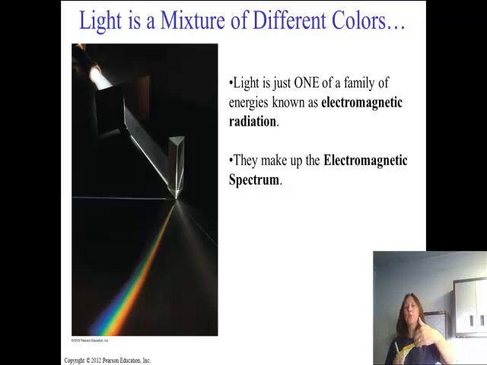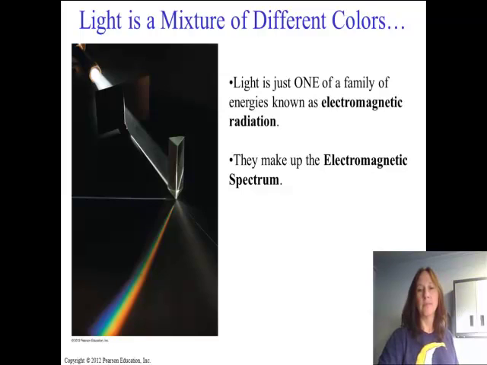If you take white light and send it through a prism, the white light is broken out into what we call its components, all colors of the rainbow. Honestly, hiding in that white light are all colors of the rainbow. But light is only one, what I call cousin, or one form of a type of energy called electromagnetic radiation. All of those radiations together, just like we talk about a light spectrum, are called the electromagnetic spectrum.